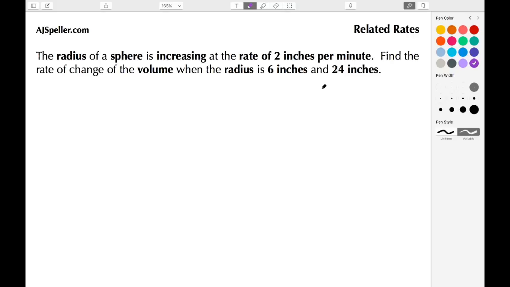AJSpeller.com. In today's tutorial, we're working on a related rates problem. Here we have the radius of a sphere is increasing at the rate of 2 inches per minute. Find the rate of change of the volume when the radius is 6 inches and 24 inches.